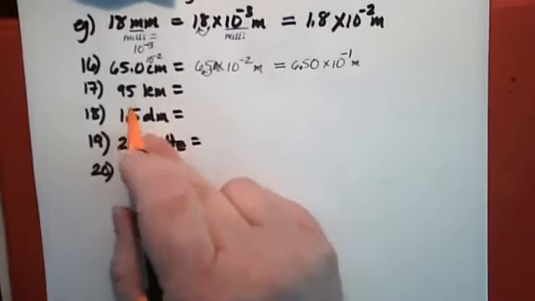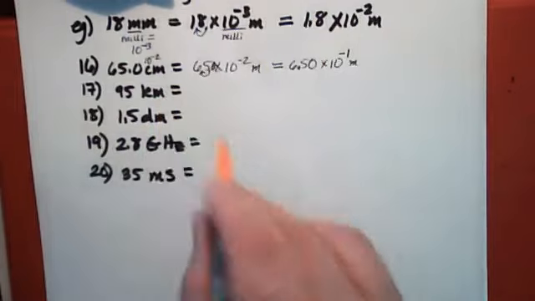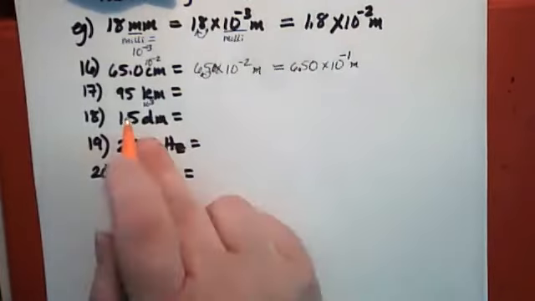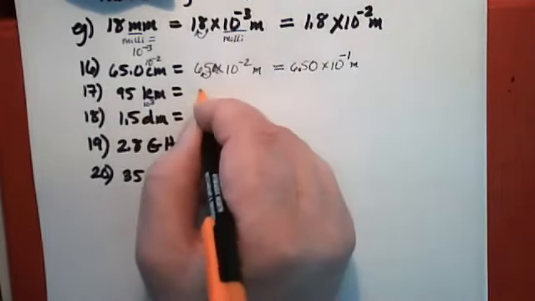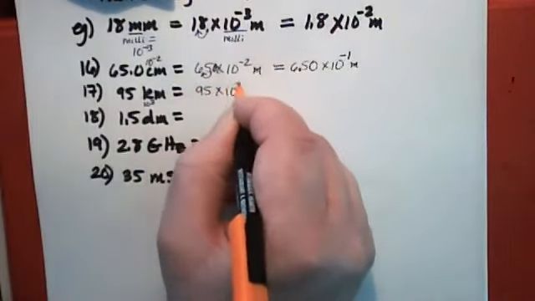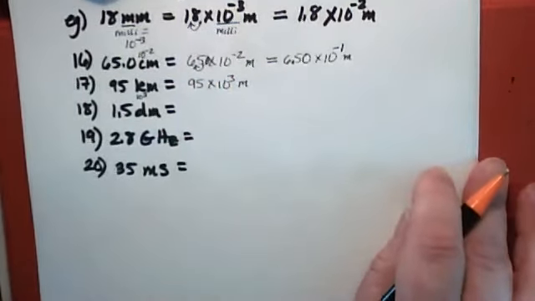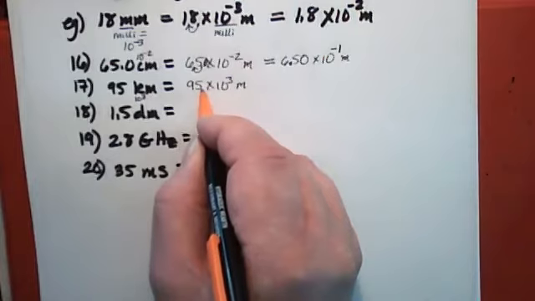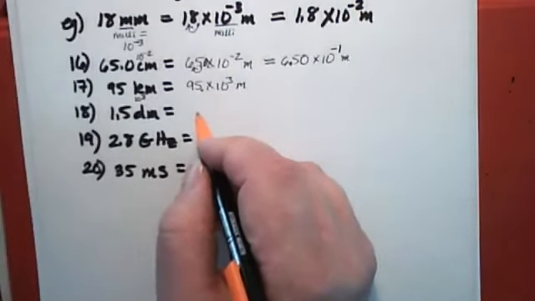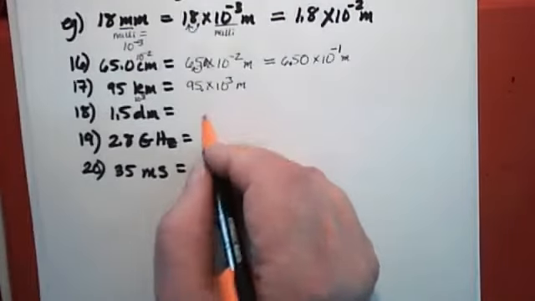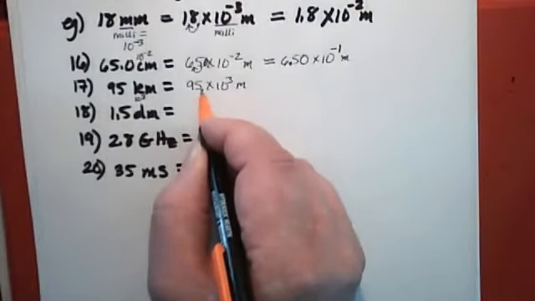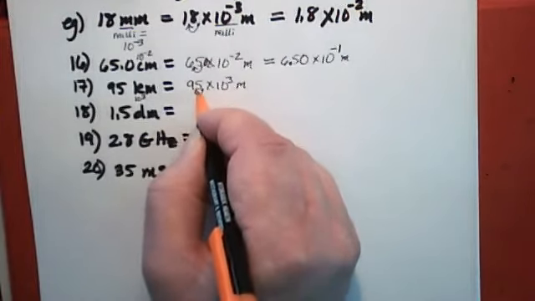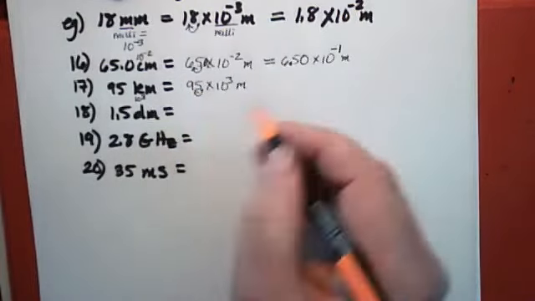Okay, 95 kilometers. Kilo means 10 to the third. So 95 kilometers would be 95 times 10 to the third meters. This is not proper scientific notation, though, because the first part of the number is not between 1 and 10. So we take our decimal point, we have to draw it in since it wasn't there already, and move it in a direction that makes the number between 1 and 10. That would be the left.